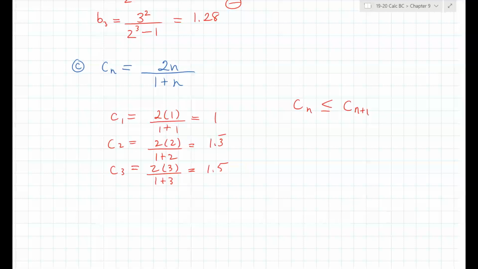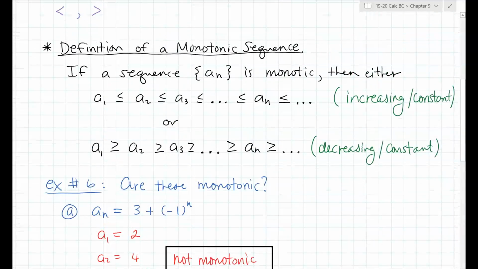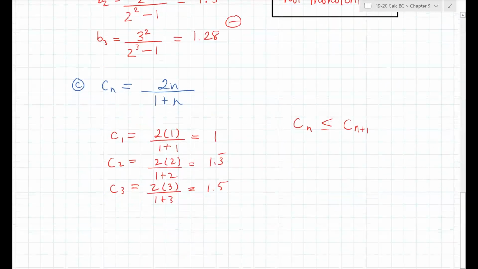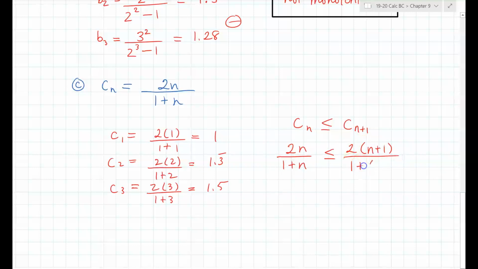Remember the definition I showed you guys, which is up here, that you can tell if something is increasing if the next term is always bigger or equal to the previous term, right? So I'm just going to do that, but theoretically. So C sub n is 2n over 1 plus n. C sub n plus 1 is 2 times n plus 1 over 1 plus n plus 1. Notice I'm just replacing the n value with an n plus 1.